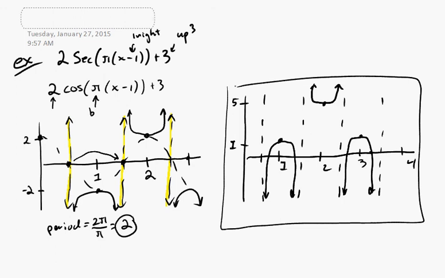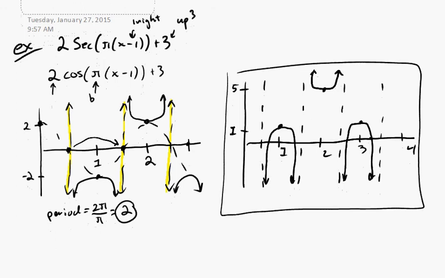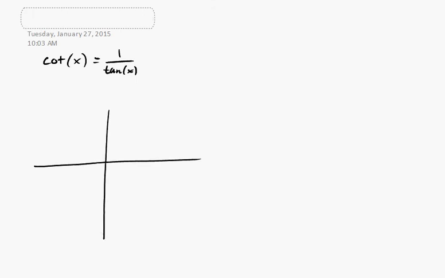Alright, so we still have to show you cotangent. And so let's just look at the parent function. I think if you know what the parent function looks like, you can do transformations because it is almost identical to tangent. And remember that this is 1 over tangent of x. So to think about this, we will think of the regular tangent function.